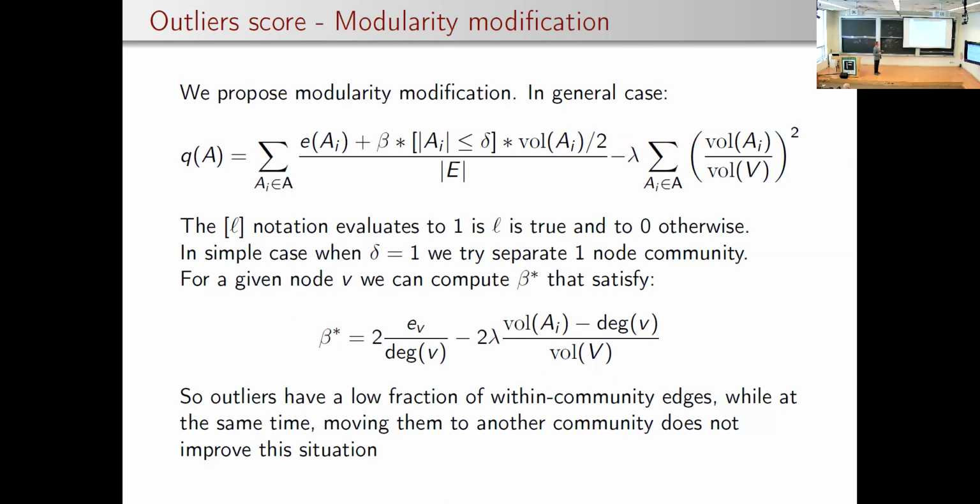And so in this picture, we can say that outliers have a low fraction of within community edges, while at the same time moving them to another community does not improve the situation. Yes, and of course, we take our outliers as a one-node community in this picture.